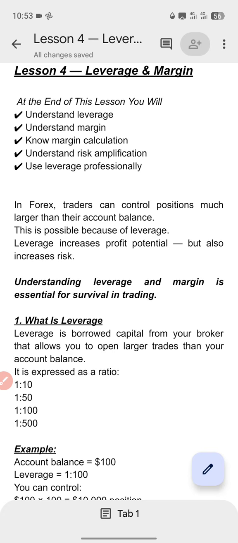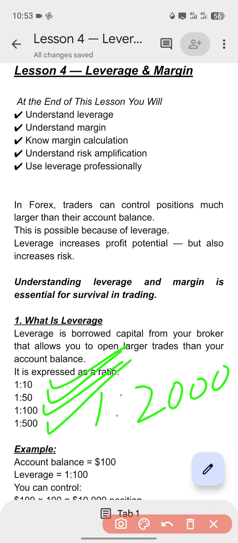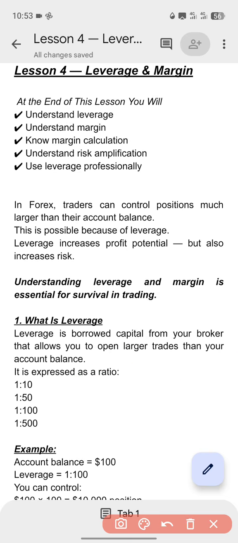Now, what is leverage? Leverage is borrowed capital from your broker that allows you to open larger trades than your account balance. It is expressed as a ratio: 1:10, 1:50, 1:100, 1:500. You can even have up to 1:20,000, or you can have up to 1:unlimited. It depends on the amount of leverage your broker can accommodate to give you.